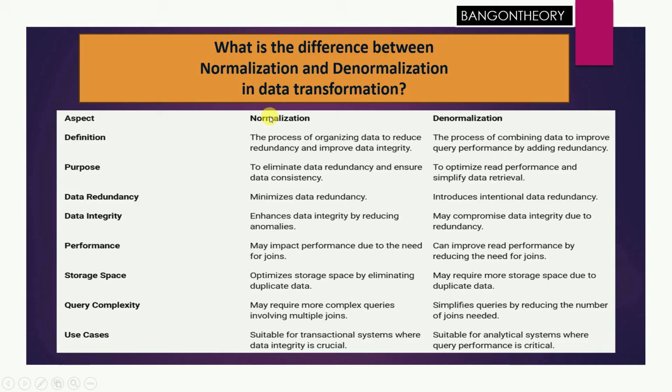So normalization we use to eliminate data redundancy and ensure data consistency. So it basically minimizes the data redundancy and enhances data integrity by reducing anomalies, while denormalization may compromise data integrity due to redundancy. For storage cost, we can optimize storage cost by eliminating duplicate data, but it may require more storage space if we talk about denormalization. And normalization may require more complex queries involving multiple joins.